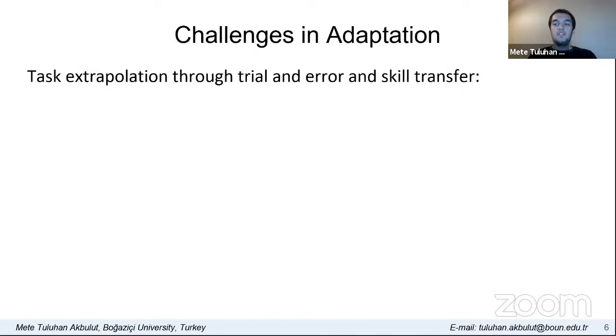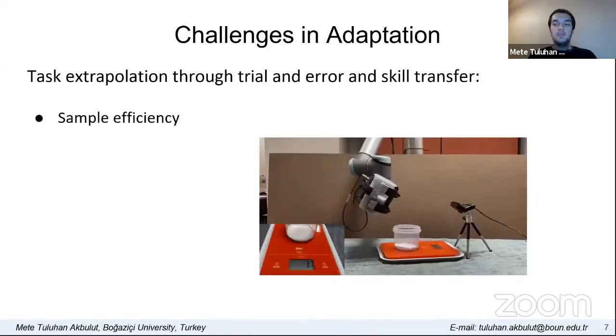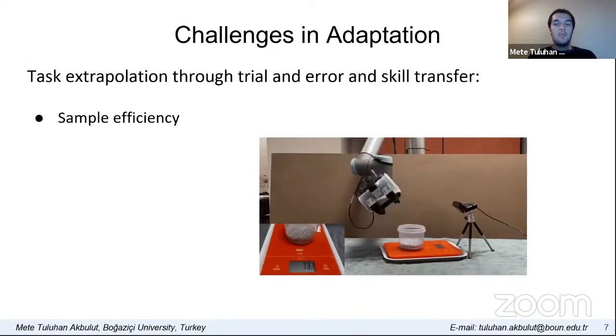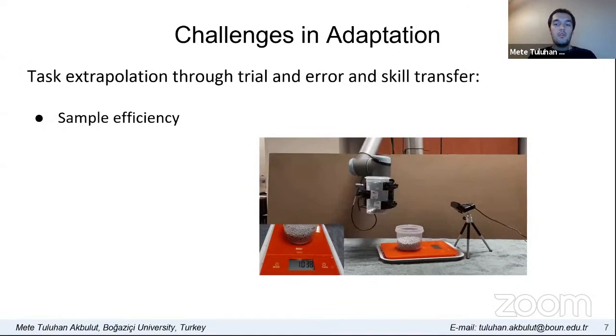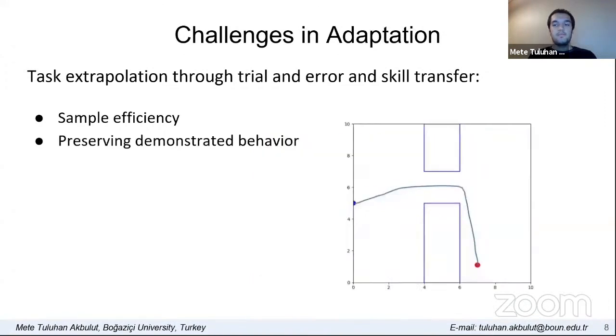In this work, we study the following challenges in adaptation during task extrapolation through trial and error and skill transfer. The relations between task parameters and trajectories are often highly nonlinear and complex in real-world problems. Therefore, excessive policy updates may be required for adaptation. However, experiments with real robots take time and resources.